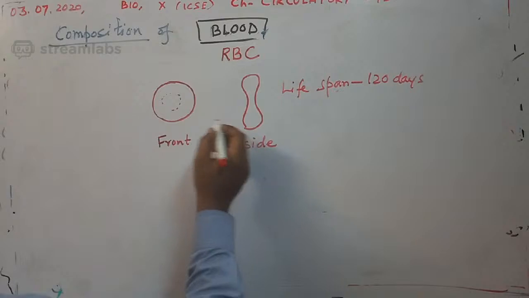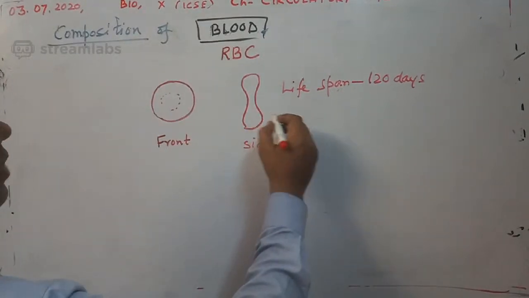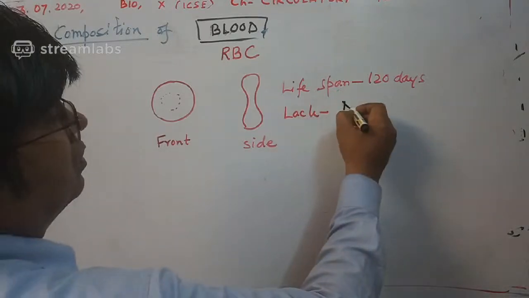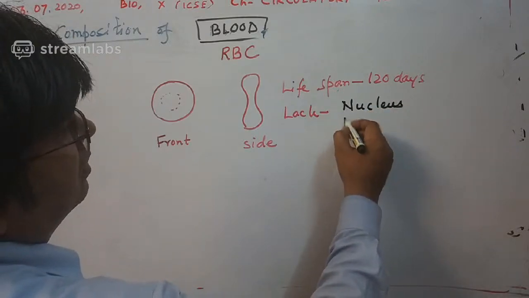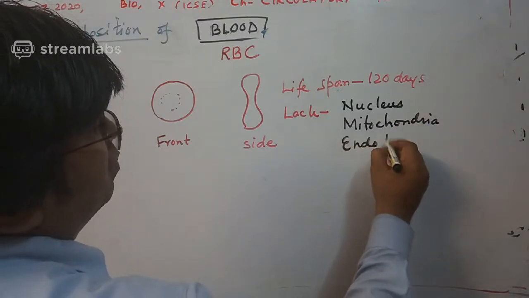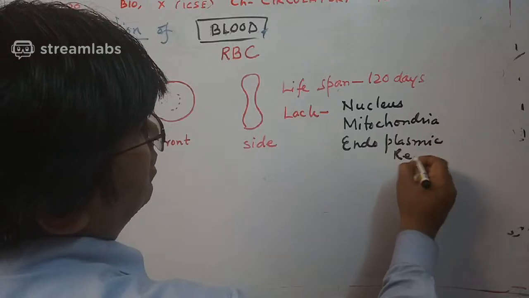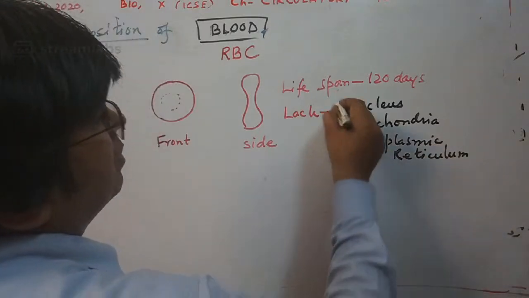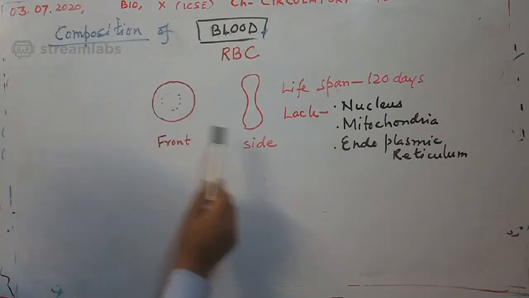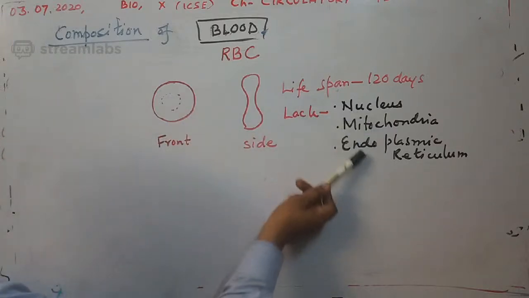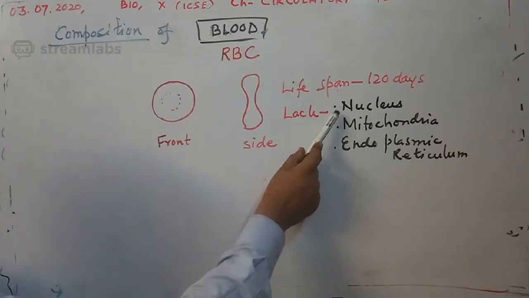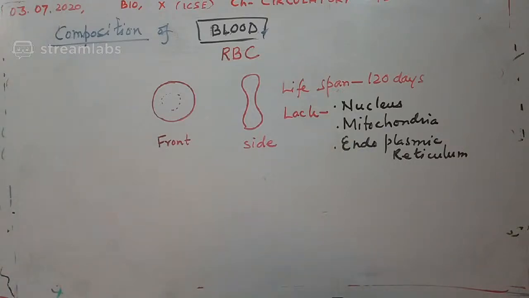And one thing please keep in mind about RBC. These RBC lack nucleus, they lack mitochondria, they lack endoplasmic reticulum. So this is something very important about RBC. In mature RBC, nucleus is absent even though it is a cell. These three cell organelles are absent in mature RBC. I repeat, nucleus is not present, mitochondria are not present, and even endoplasmic reticulum, these all are absent.